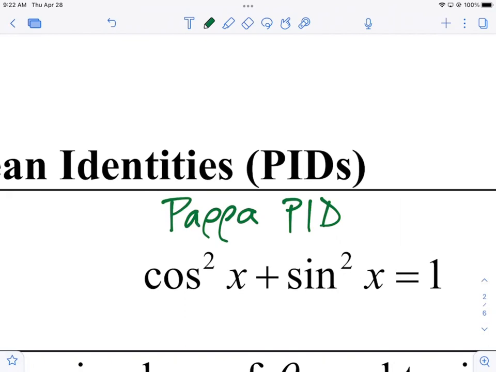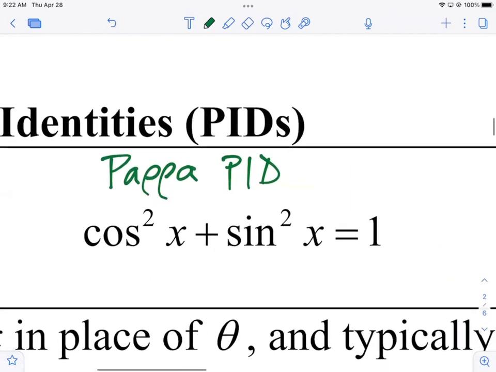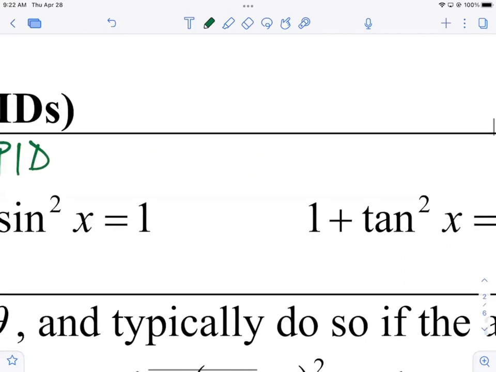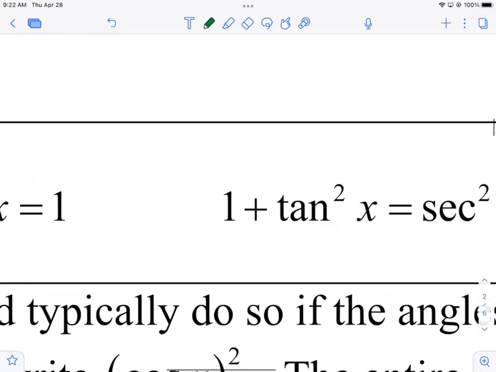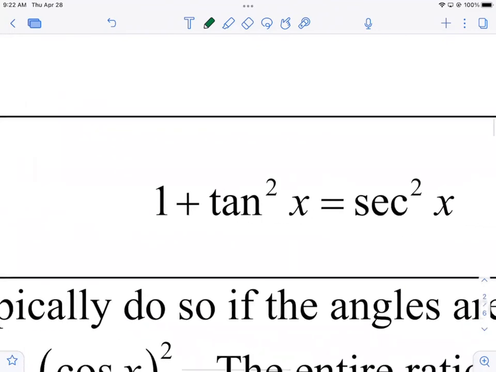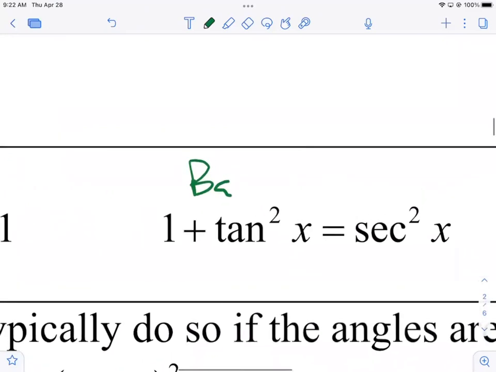Okay. So here's Papa Pid number 1. Cosine squared plus sine squared is 1. What's sine squared plus cosine squared? It's also 1, right? Flip them around, same thing. All right, now here's baby pid number 1. 1 plus tangent squared is equal to secant squared of x, or theta. Now, here's the reason I call this guy baby PID.